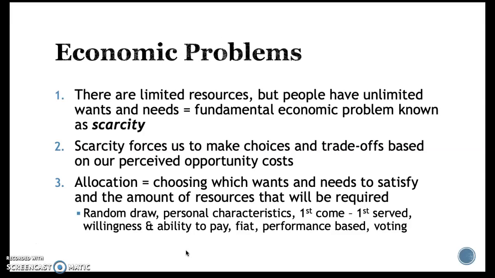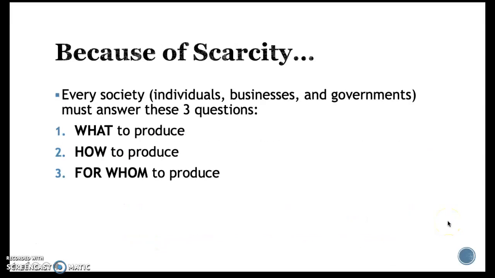So when it comes to scarcity, we then have to decide how to best allocate our resources to meet our needs, to satisfy our wants. The 7 different types of allocation methods are listed below. We went over those last week. So, because of scarcity, every society, including individuals, businesses, and governments, has to answer 3 different questions. We have to look at what will be produced, how will society produce those goods and services, and for whom to produce the goods. Essentially, who gets those goods.